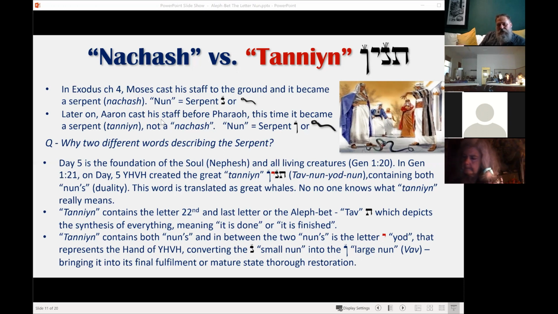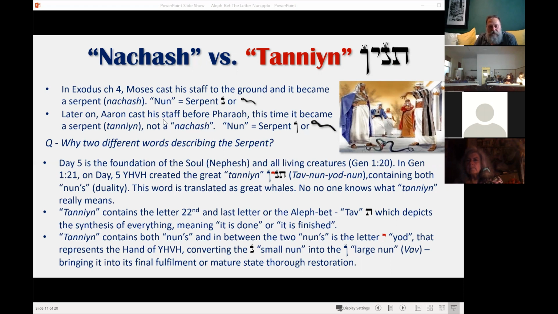But the Tanin symbolize the large Nun, which is the higher state, or the mature state, or the anointed state, which is the followers of Yahweh, which is called Tanin, which is also a serpent. But in this case, the one serpent consumes the other. So in order to overcome, the serpent had to be opposed by the same type, which is also a serpent. And that is all linked to the letter Nun.